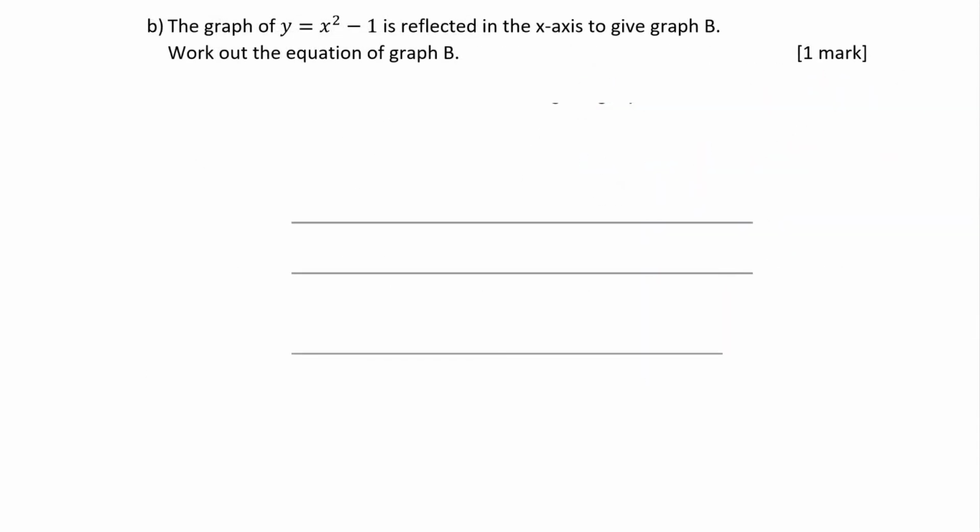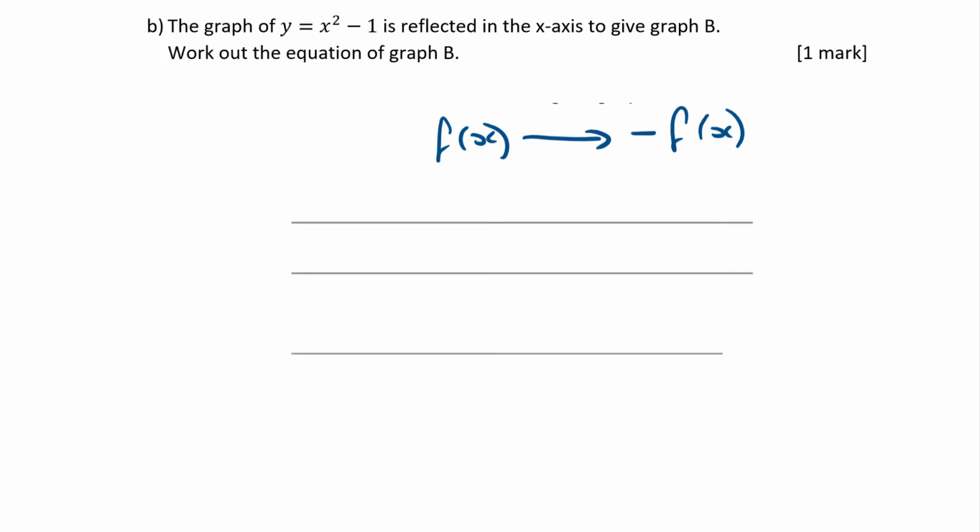Part B says the graph of y equals x squared minus 1 is reflected in the x-axis to give graph B. Work out the equation of graph B. Okay, so when we reflect in the x-axis, our equation f of x becomes minus f of x. So when you reflect in the x-axis, the y value will switch signs, won't it? So it's minus f of x. So work out the equation of graph B then.